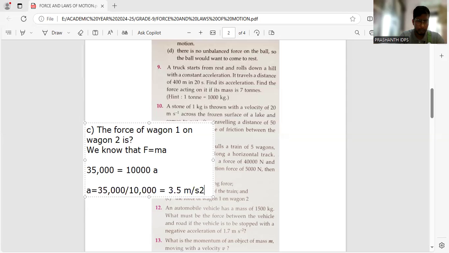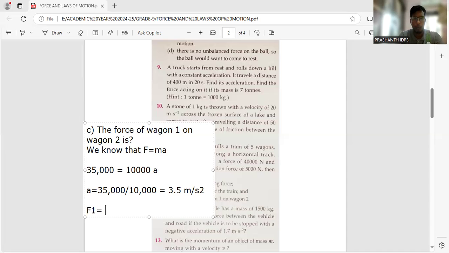So this is the acceleration of the wagons. Now, what we have to find? We have to find force of wagon 1 on wagon 2. So what will be the answer? F is equals to, I'll write F1 is equals to, force of wagon 1 on wagon 2. Now tell me how many wagons are there? There are five, right? But now here we need to take only four wagons, because we need to find how much force wagon 1 is acting on wagon 2. So from wagon 2 onwards, if you count, there will be remaining four only.